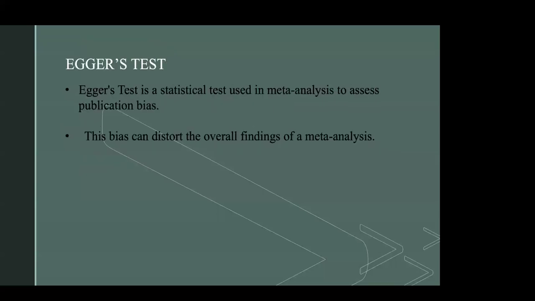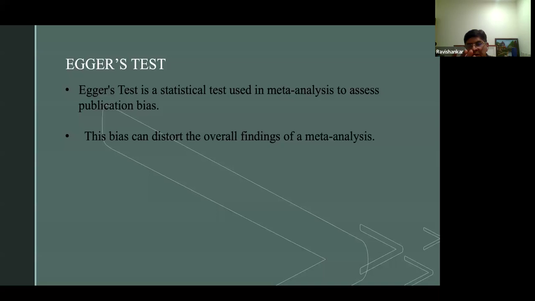And the Egger's test was also used in order to assess the publication bias, because this bias can distort the overall findings of a meta-analysis. So Egger's test is evaluated in terms of the asymmetry of a funnel plot in order to inspect the publication bias.